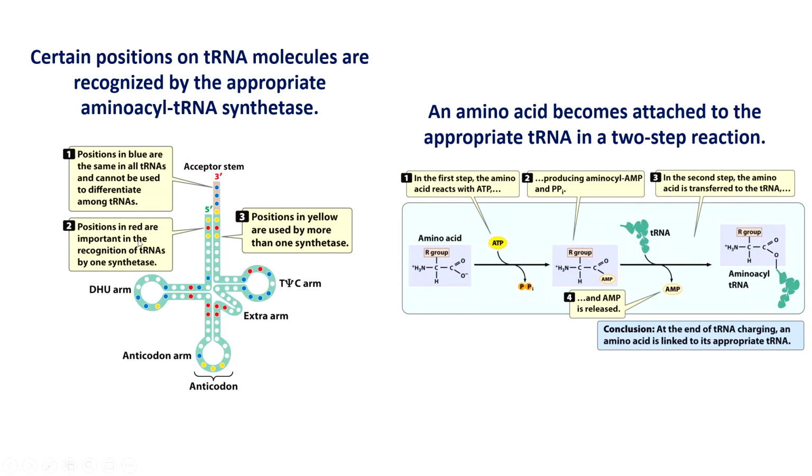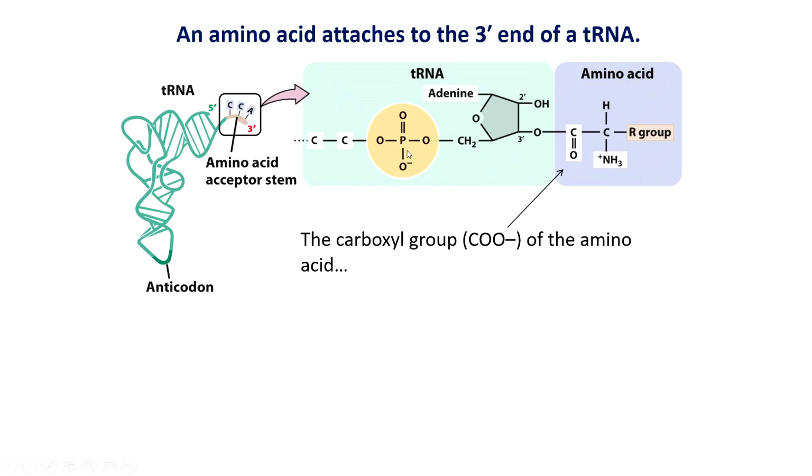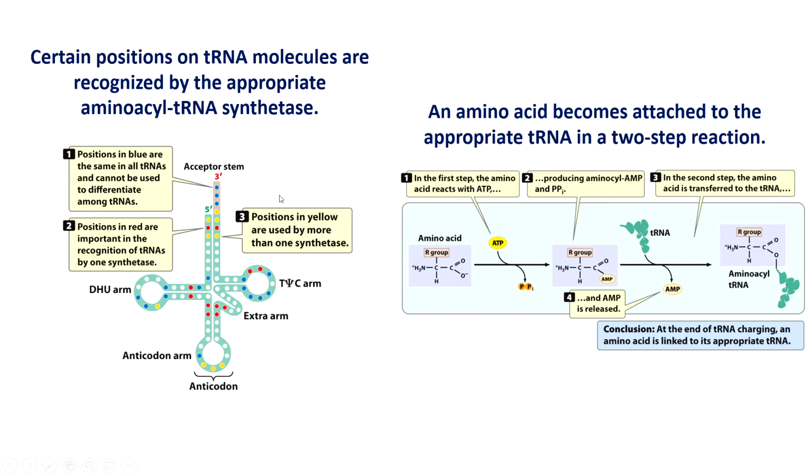However, the positions in red are very important in recognition of the tRNAs by one type of synthetase. And so these will be unique depending on the type of synthetase it's going to bind to. And the position in yellow is used by more than one synthetase. So that allows for a little bit of the degeneracy that we see, where a couple of different types of tRNAs will fit in here, but only one type of amino acid will fit in here. And so what allows one type of tRNA to fit in this site for that enzyme? It's the presence or absence of these red and yellow bases.